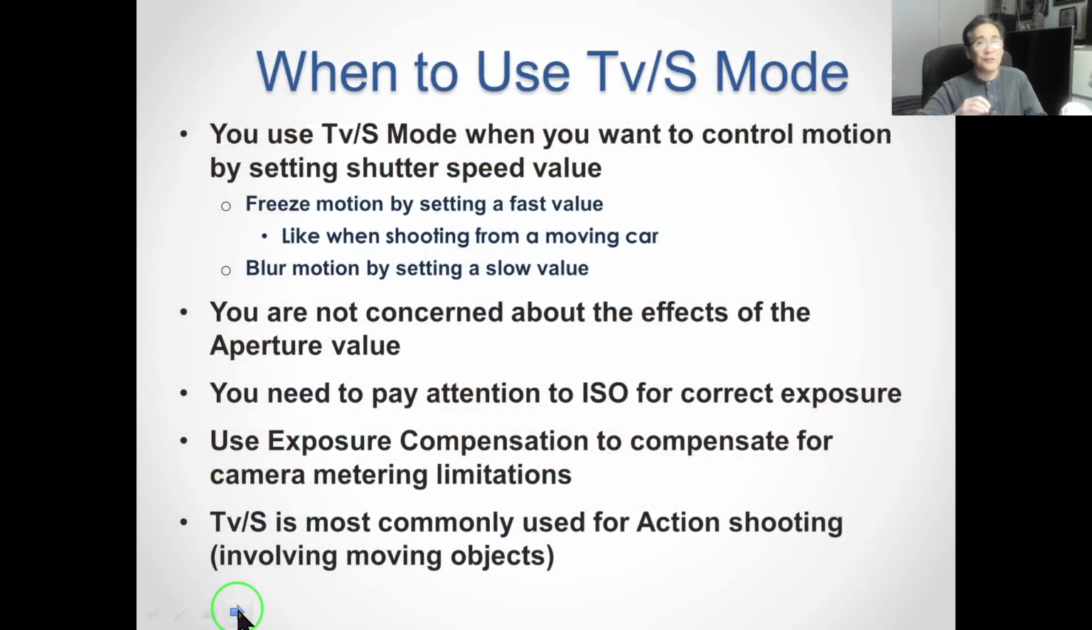Okay, with that, I have 2 more slides, but you can stop here if you want to. I'm going to discuss a little bit more in detail on the concept of using TV or S mode versus manual mode, and when to use it, and what the pros and cons are for each of them. So if you're interested in that, bear with me for another 5-10 minutes.